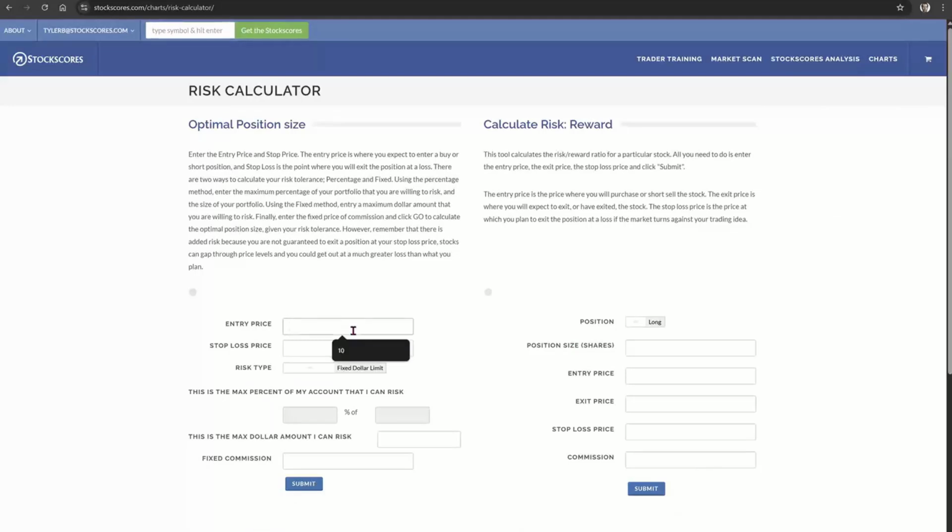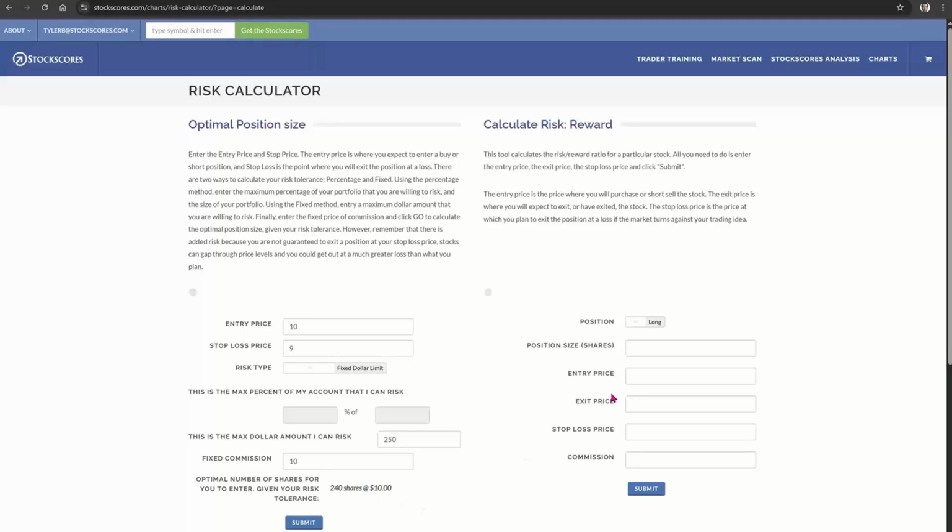So let's say you're buying a stock at $10 and you calculate that the stop loss should be at $9 and you don't want to lose more than $250 on a trade, and you pay $10 in commissions. You click on submit and it just tells you how many shares to buy. And that's not a hard calculation when the numbers are so rounded like 10 and 9, but it can get a little more complex when the numbers are 10, 20 and 970.